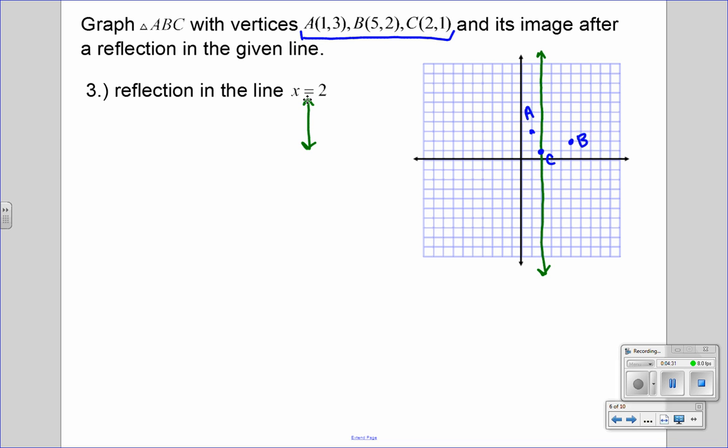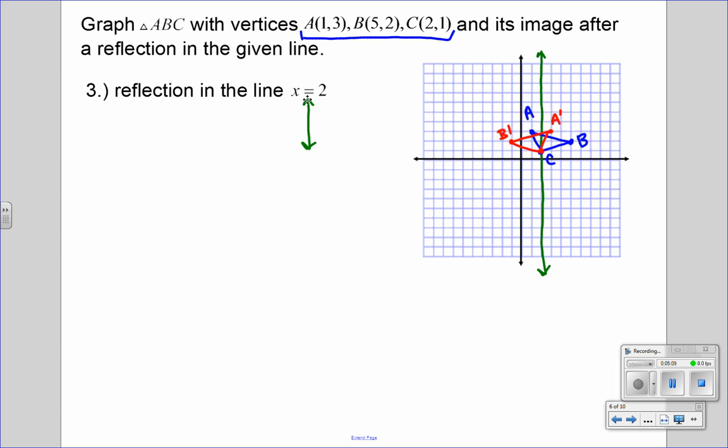Okay? And now what we're going to do is count how many units away the point is from the green line and reflect the same amount of units on the other side. Well, I noticed that A is 1 unit away, so I'm going to do 1 unit away on the other side for A. And we're going to do the same thing for B. B is 3 units away, so I'm going to do 3 units away from the green line on the other side. And C is on the line, so it stays. And now we have a reflection in the line x = 2. Sometimes it will overlap, and that is okay.